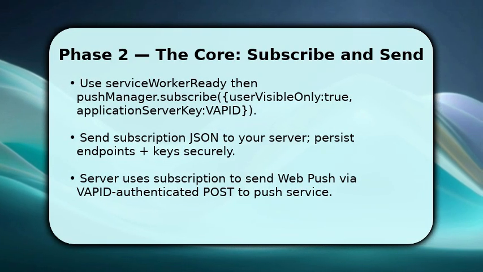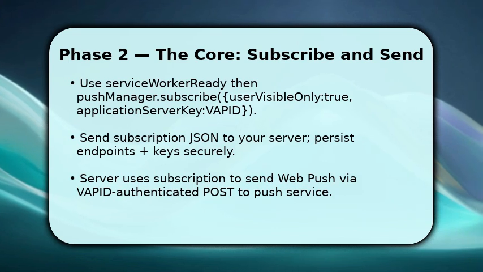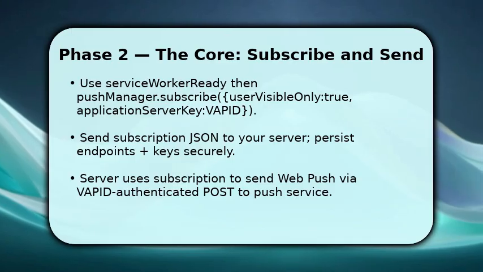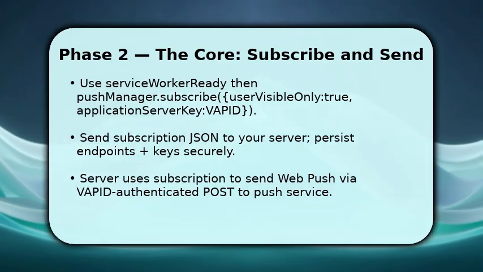On the server, use a web push library to craft a payload, sign it with your VAPID private key, and post to the push service. Make sure to include TTL and content-encoding headers. This ensures browsers can decrypt payloads correctly when delivered.